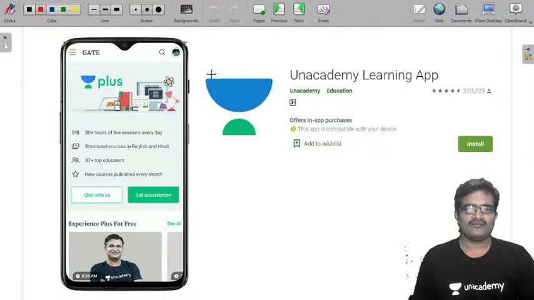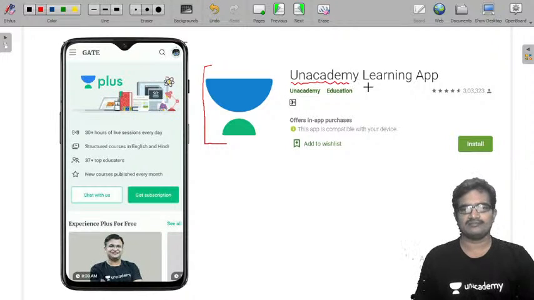Now, first we check how to get the Unacademy learning app. To get this app, just go to the Play Store, type Unacademy, and click on the install button. It will install the Unacademy learning app on your device.